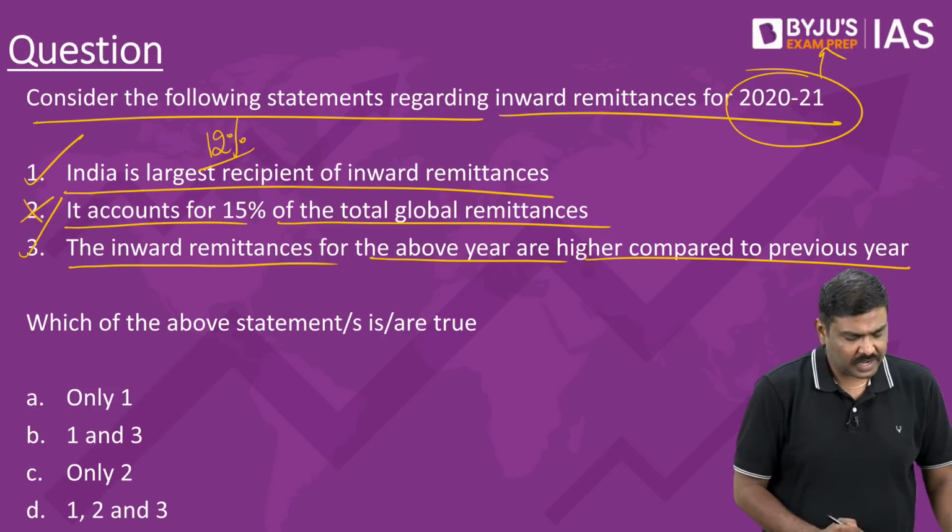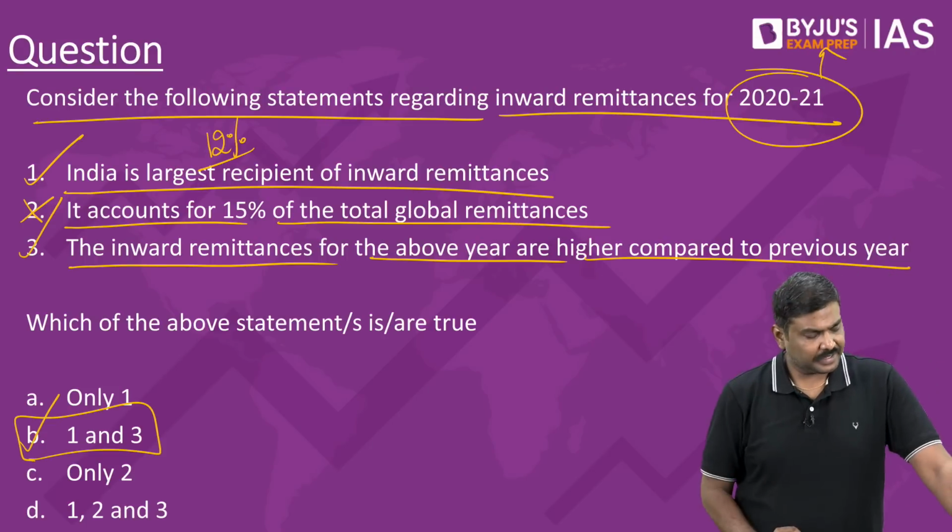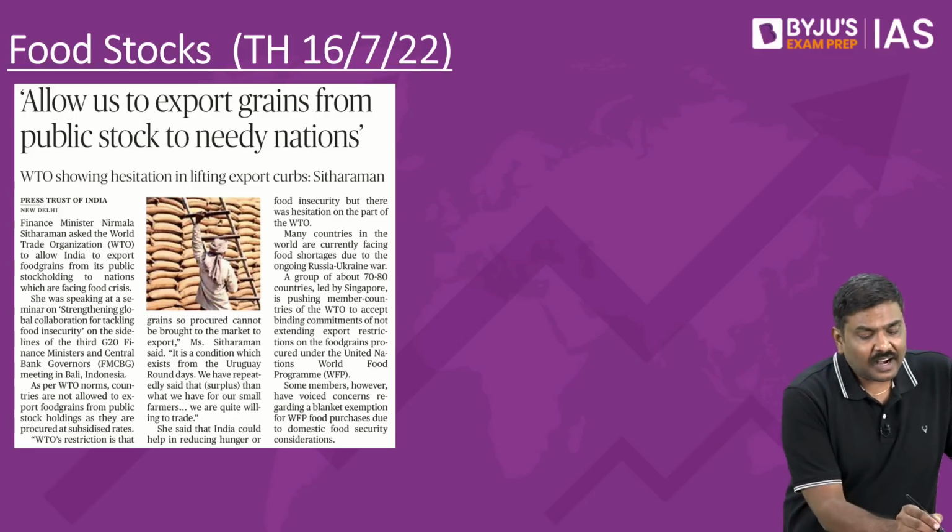Third statement is also correct. Right option for this question is option B. 1 and 3 are correct. Next article is regarding food stocks.